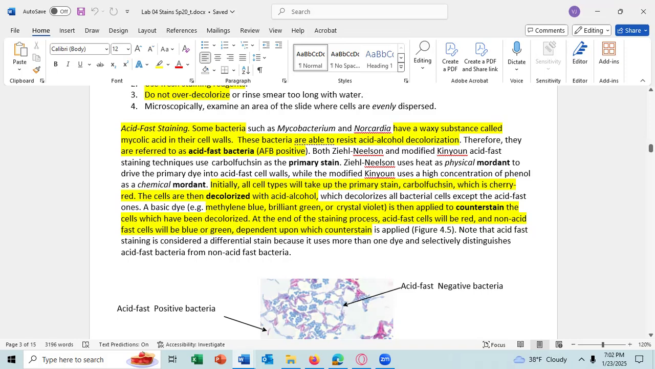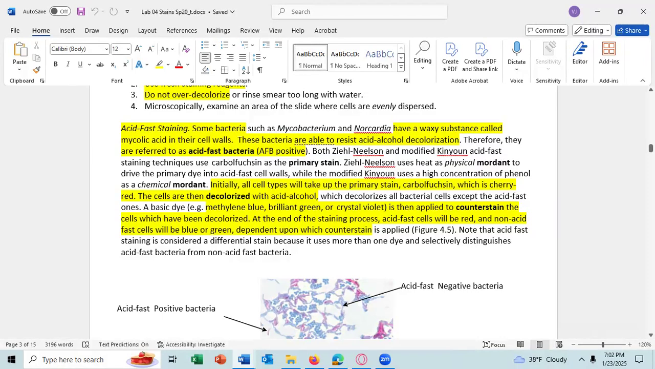acid-fast negative cells. To stain these cells, because they're clear, you apply a secondary stain, which is called the counterstain, and that is usually methylene blue or brilliant green. Occasionally, crystal violet could be used as the counterstain. I've actually never seen crystal violet used as the counterstain.